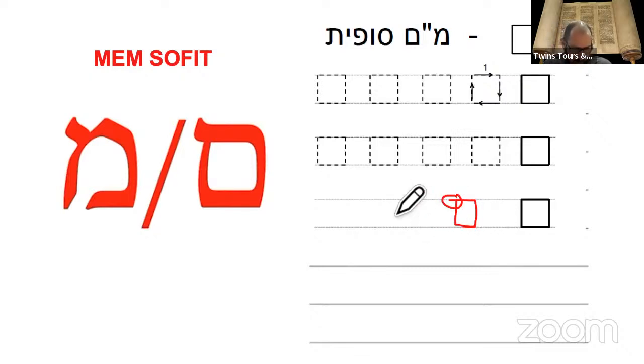We said like am. Let me give you an example. Am. This is ayin, which we already learned. And this is mem sofit.